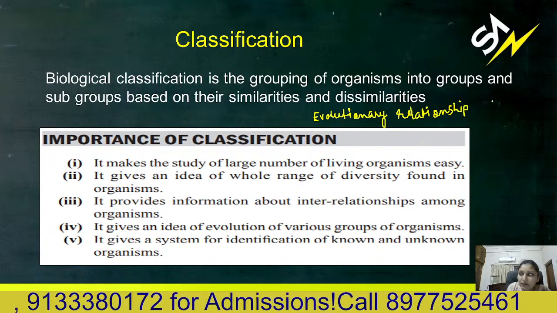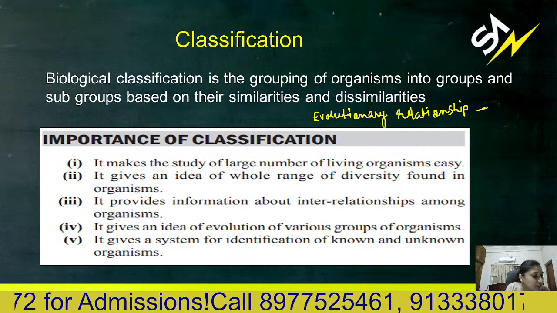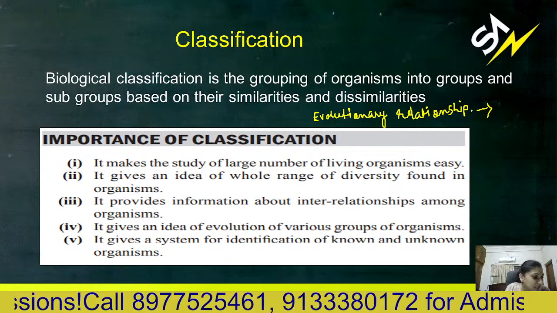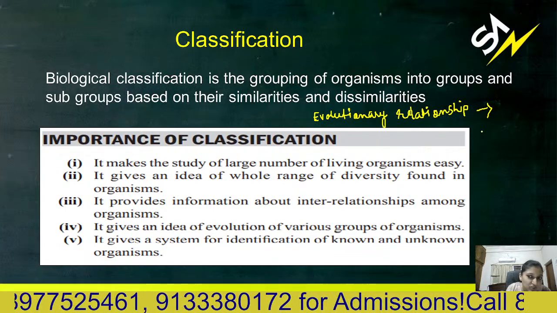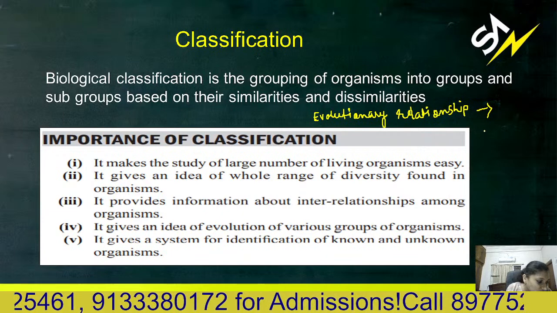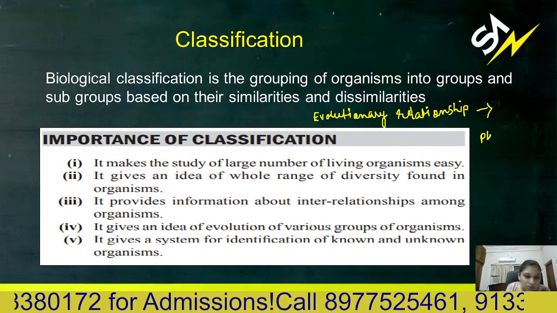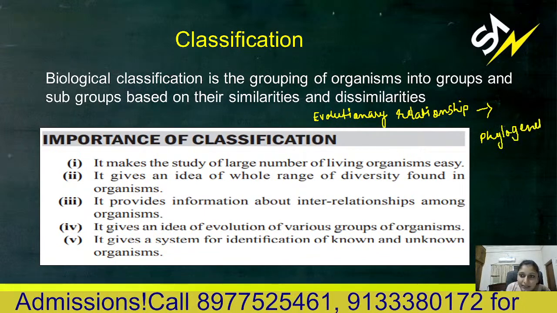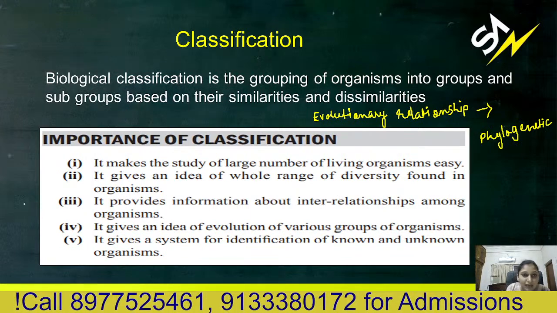When you consider evolutionary relationship to classify an organism, that is known as systematics, or that type of classification system is known as phylogenetic classification. Correct, Kiran? Very good. It is known as phylogenetic classification. Okay, what do we mean by phenetic classification?